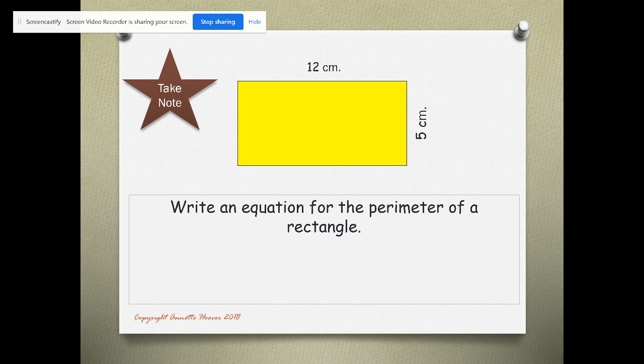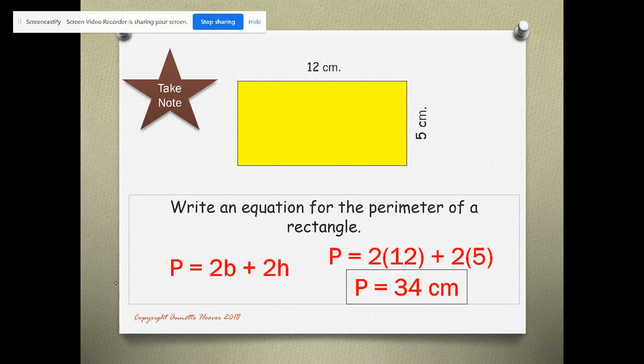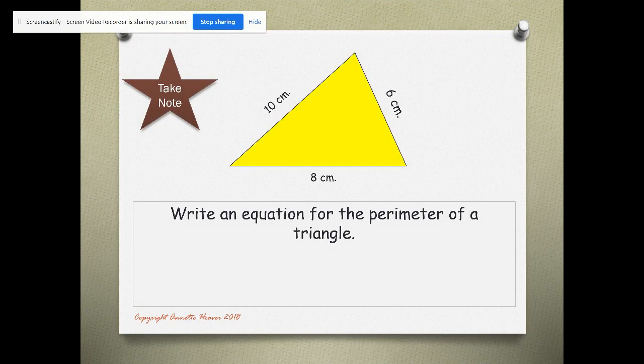And instead of just adding all 4 sides, you need to get comfortable plugging in numbers. And you'll see why here in just a few minutes as we get to something a little different. Next, we're going to go to the triangle.